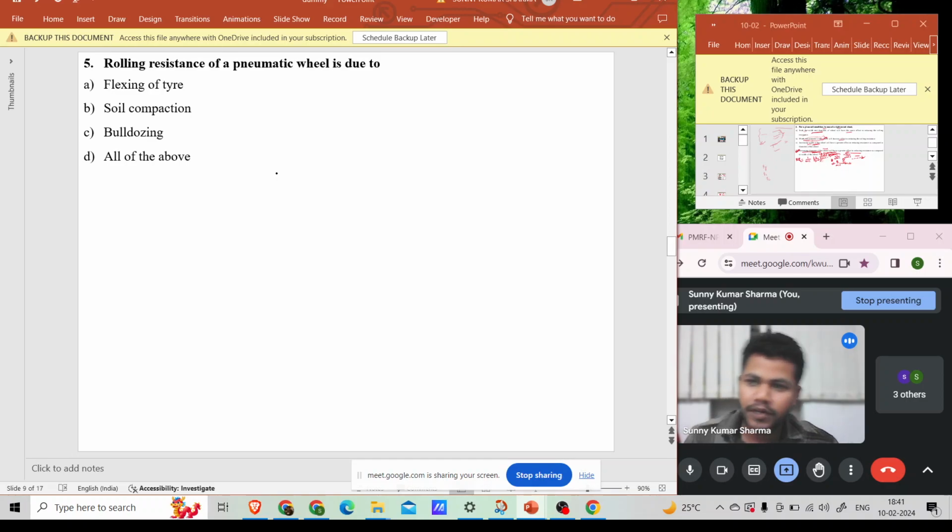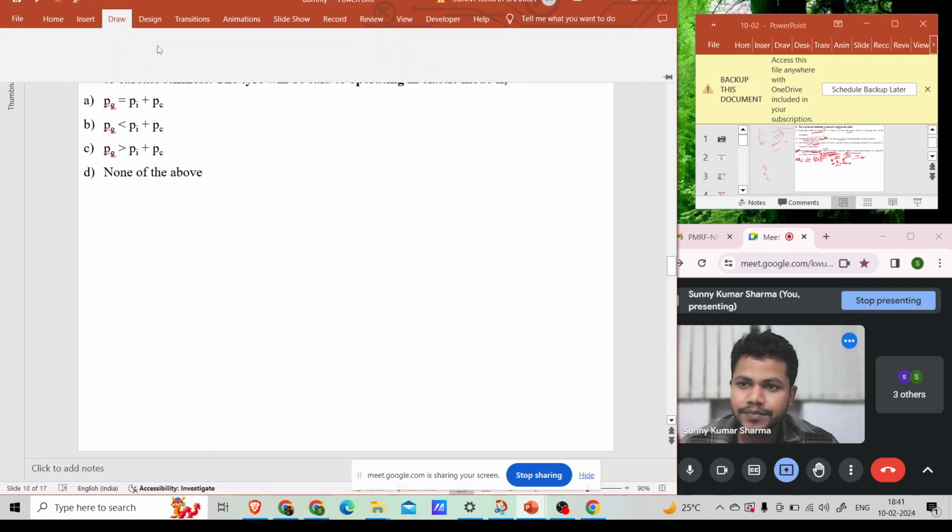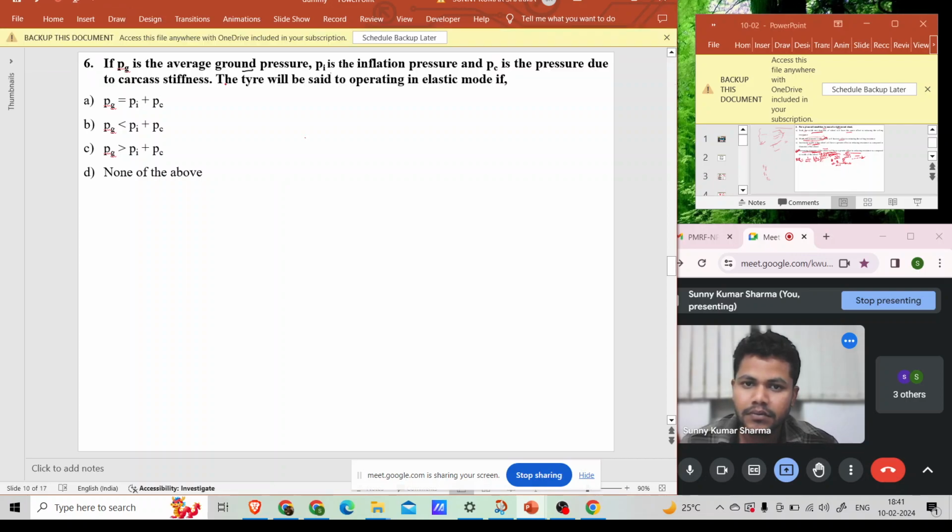Rolling resistance of a pneumatic wheel. We have done this. The average ground pressure is PG. PI is the inflation pressure. Kc is the pressure due to carcass stiffness. Then which of the following is correct for the elastic mode of operation?